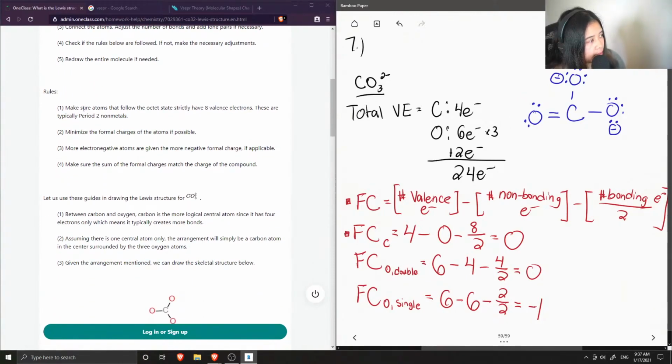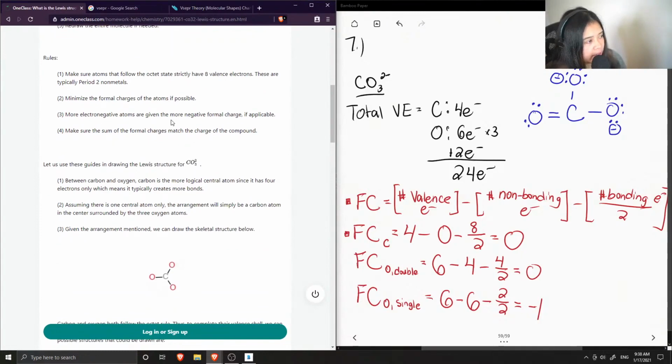And for the rules, make sure that the atoms that follow the octet rule strictly have 8 electrons. So this is like carbon, it needs to have 8 valence electrons. You can't form like 5 bonds with carbon. Rule number 2, minimize formal charges of the atoms if possible. So we knew we couldn't really do that with ours because it needs to have a charge of -2. More electronegative atoms are given the more negative formal charge if applicable. Yep, so we can double check with ours. Oxygen is more electronegative than the carbon, so they also carry the more negative formal charge, which is good.